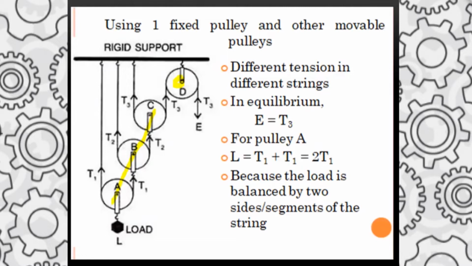The load is supported by two tensions, T1 and T1. These two tensions are supporting this load. This load is what we are trying to move, so this is our load. Don't consider all these as your load. Only this is our load. This load is being supported by T1 and T1, and both are acting in the upward direction, which is the same direction. So what happens to my load? My load is nothing but the sum of both the tensions. So L is equal to 2T1.